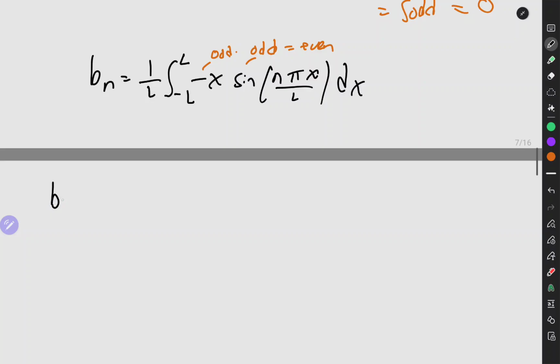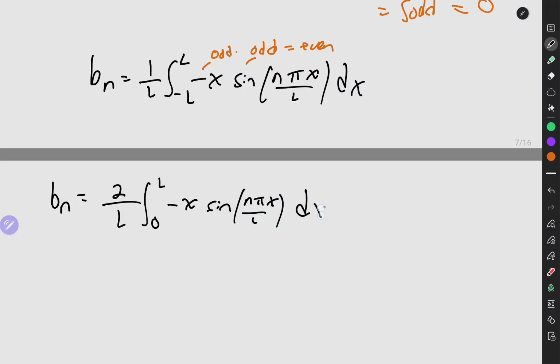So you can do this one of two ways. You could multiply the whole thing by 2 and then only integrate over half the period, because it is symmetric. It's even. You can do that for any even function. So this would be 2 over L, integral from 0 to L, of negative x sine n pi x over L dx.